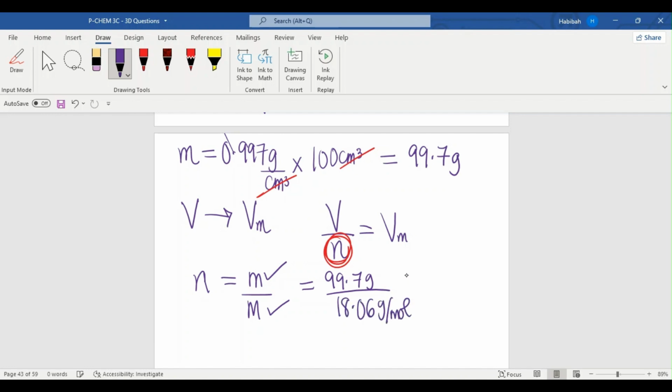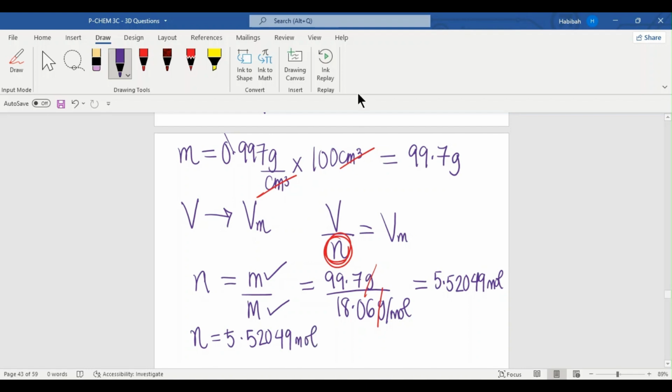And the reason why I don't think I need to calculate the molar mass of water is because this is an advanced chemistry course. So at this particular point, people already know how to solve molar mass. So we cancel our grams, 99.7 divided by 18.06 is going to give you the number of moles to be 5.52049 mole. So this is basically what we're going to be using.